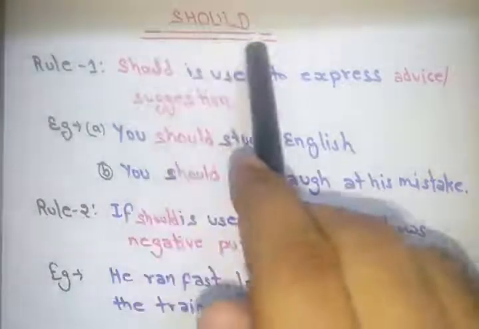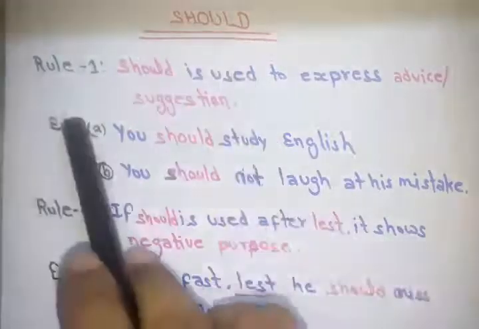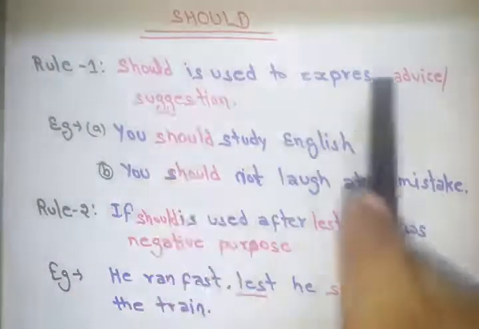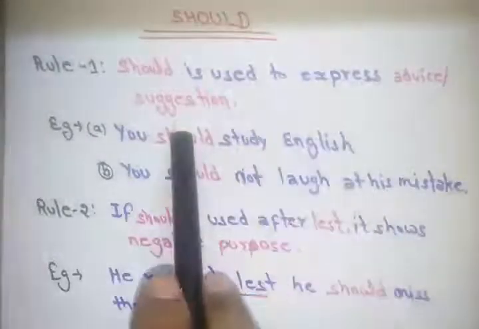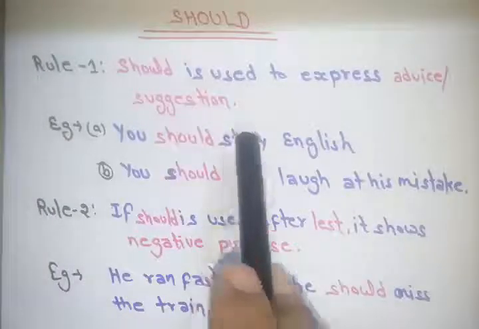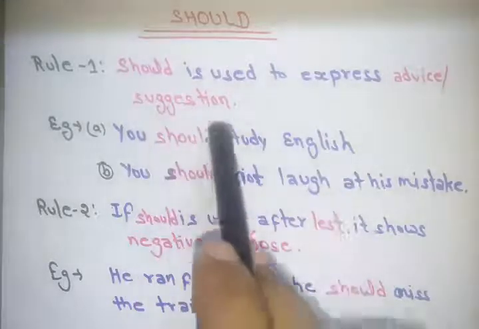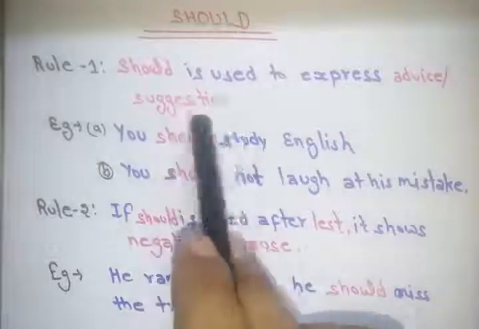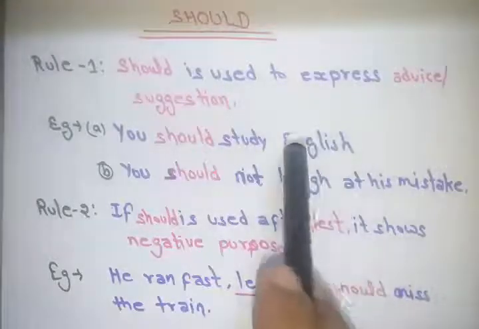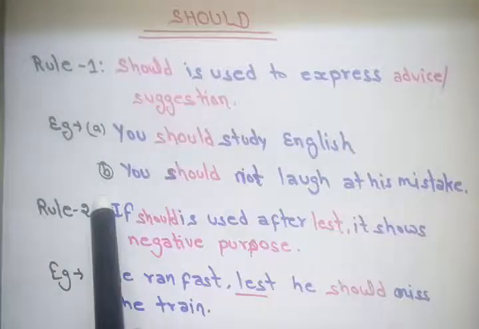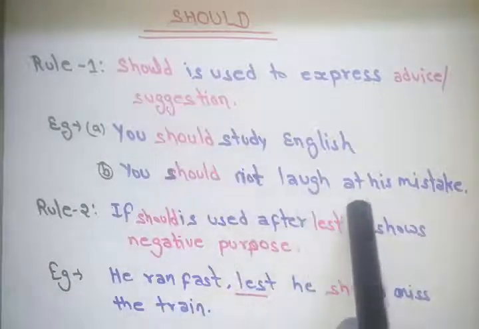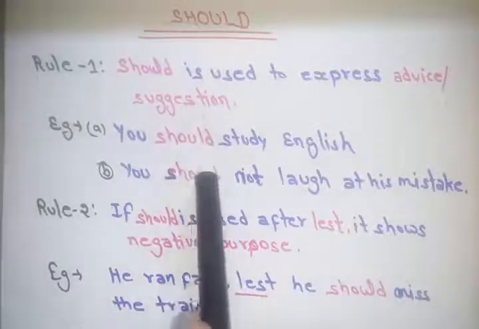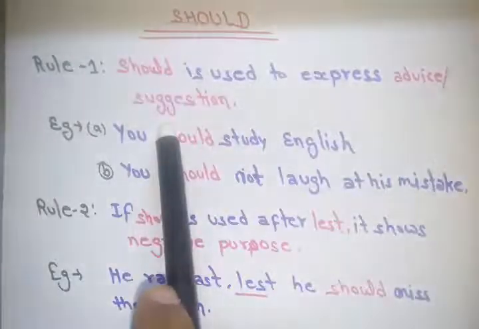Now, should. Rule number one: should is used to express advice and suggestion. For example, you should study English. So here should expresses the suggestion: should study English. And the second example is you should not laugh at his mistake. So here too, should shows advice and suggestion.